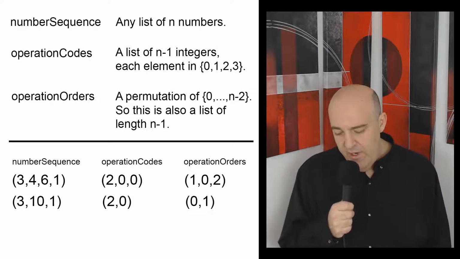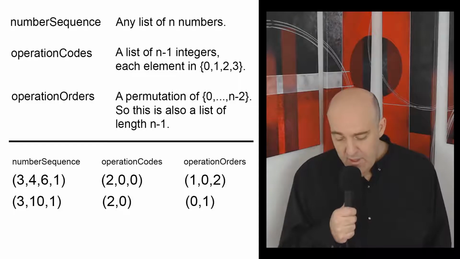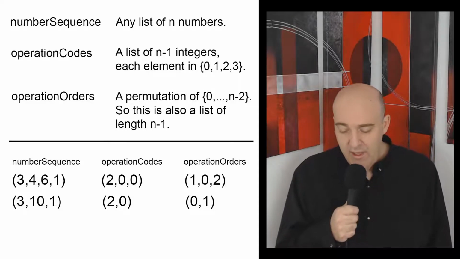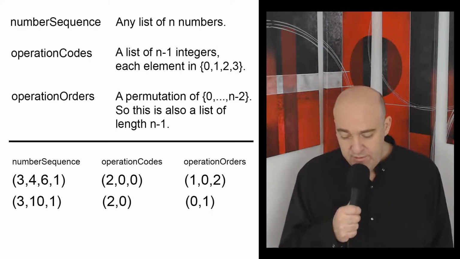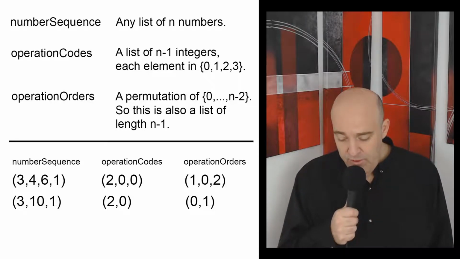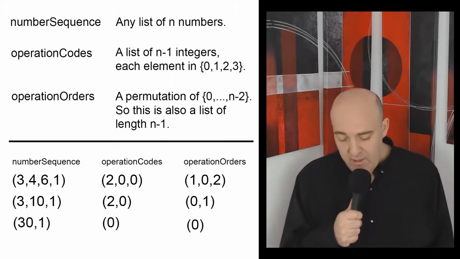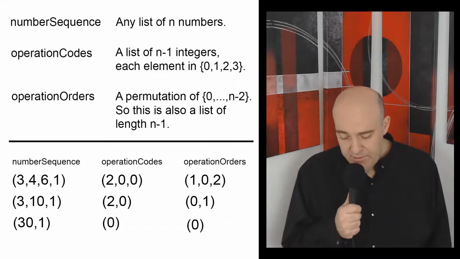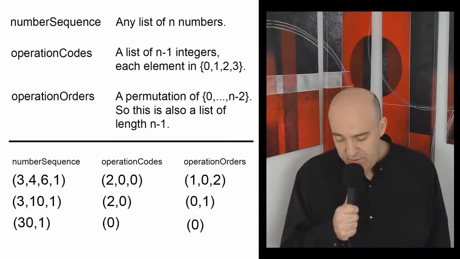So in this next round, we look at the first element of operation codes, which is a 2. We look at the first element of operation orders, which is a 0. We're going to take the 0 index of operation codes, which is a 2, that represents multiplication. And we do that on index 0, 3, and 10 to get 30. The 1 stays. And then the new operation codes are just 0 left, and operation orders, obviously, is just 0 left as well.